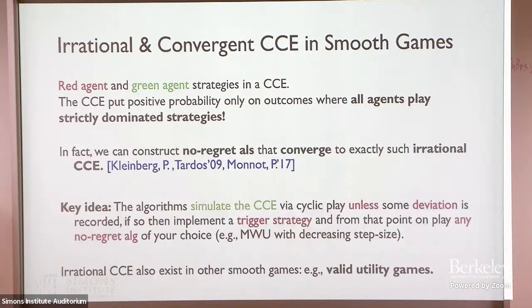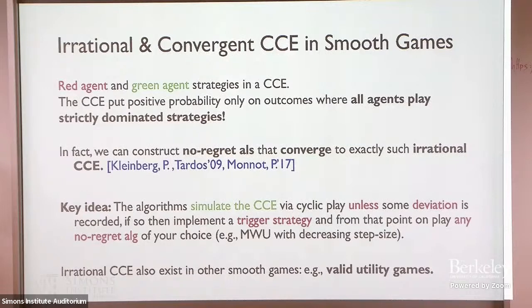Okay. But unfortunately, due to some work we've done with Eva, and some follow-up work with my student, Barnabe, we can construct no-regret algorithms that, for any arbitrary game, can reproduce as the unique time average any coarse correlated equilibrium of our choice, no matter how irrational it is. Putting these two results together, there exist no-regret algorithms such that in smooth games, only strictly dominated strategies are played by all agents.